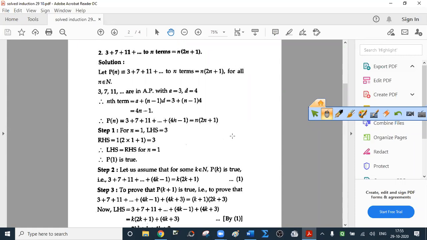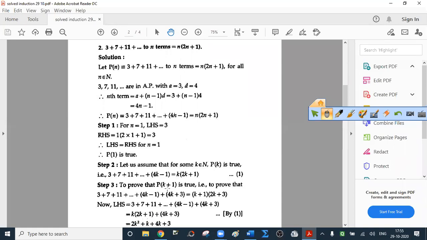We have verified this. Now second step, we assume that for some k belonging to N, that is k is a natural number, P of k is true. Means what? 3 plus 7 plus 11 up to 4k minus 1 is k into 2k plus 1. Simply you have to replace n by k, that's it. Now on the left hand side, this is what? Sum of the first k terms.